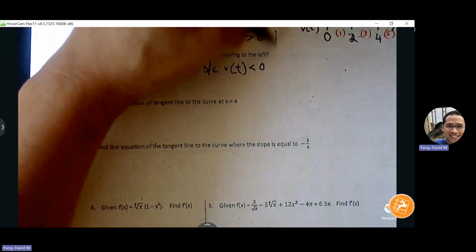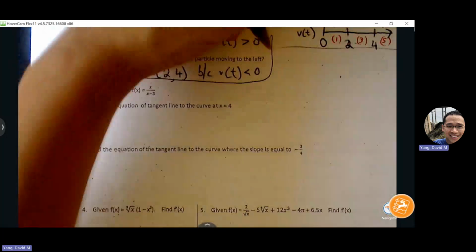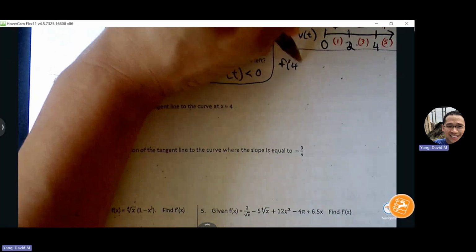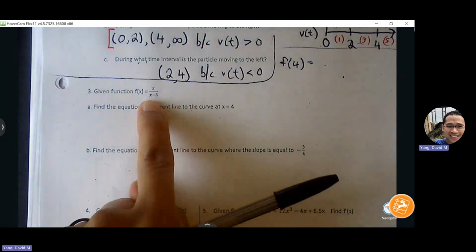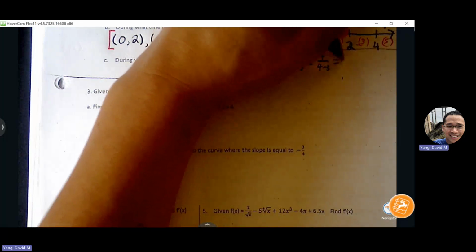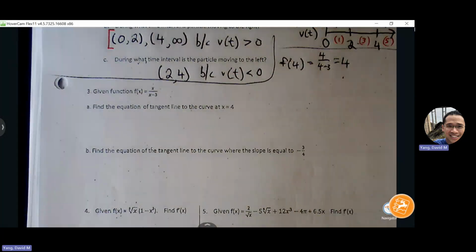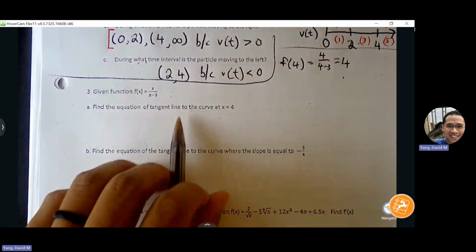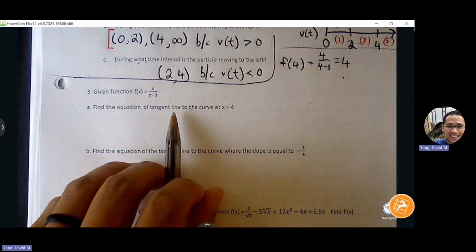So we'll do f of 4 because that's something that we need. So I'll put that up here. f of 4: 4 over 4 minus 3 is 4 over 1, which is 4. Okay, so my ordered pair is (4, 4). I do want to get to my derivative, so I can get to my slope and then write my tangent line equation.